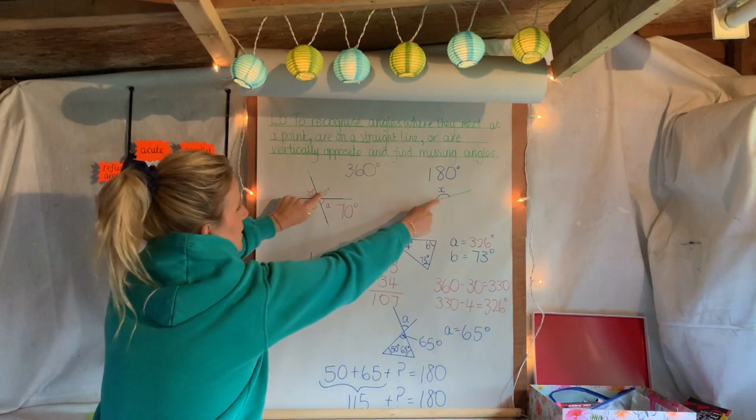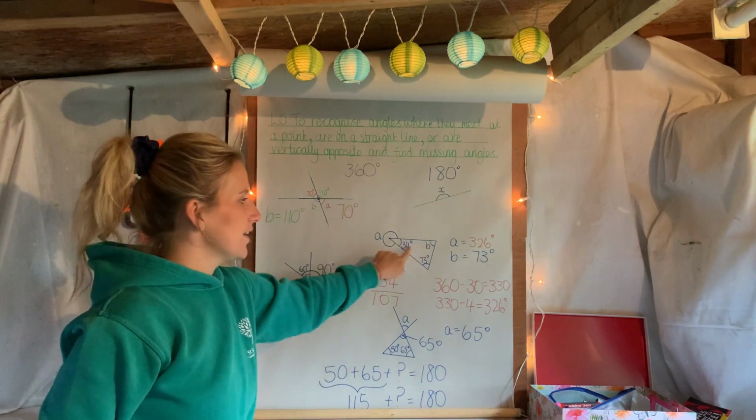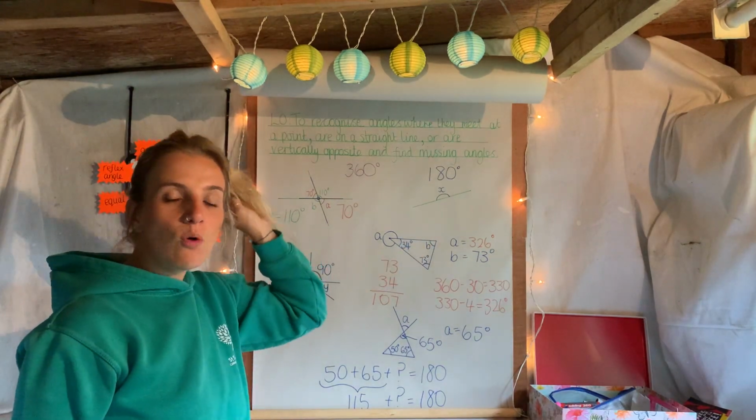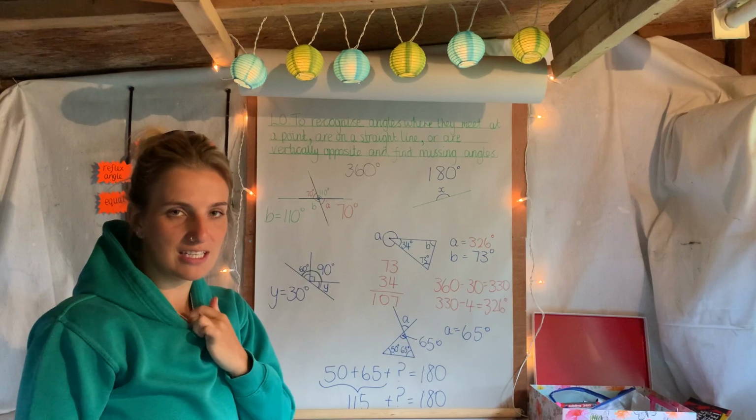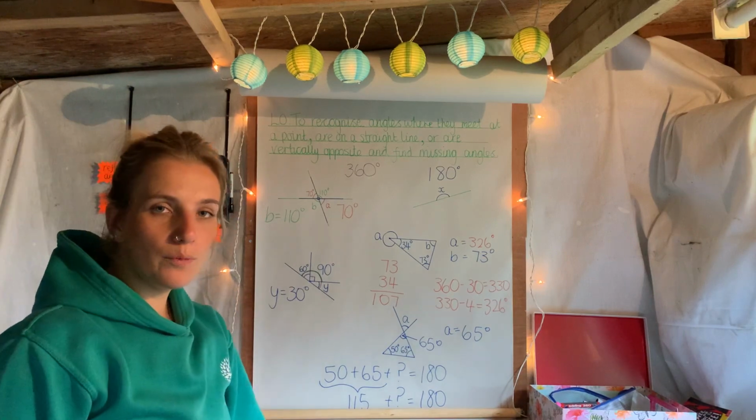These are the facts that you need to remember, and that in a triangle they add up to 180, in a quadrilateral they add up to 360 degrees. All right, good luck with your learning.